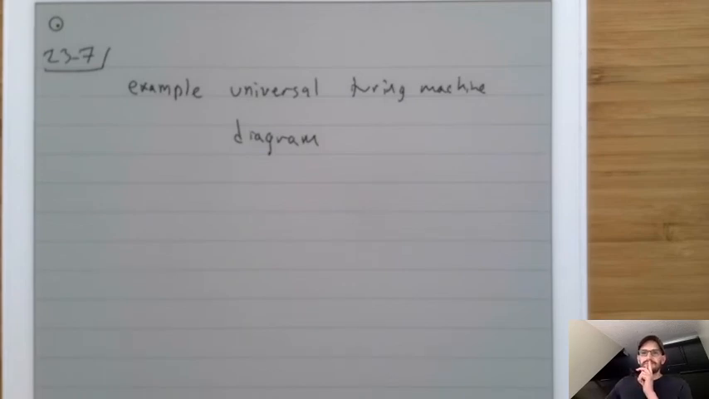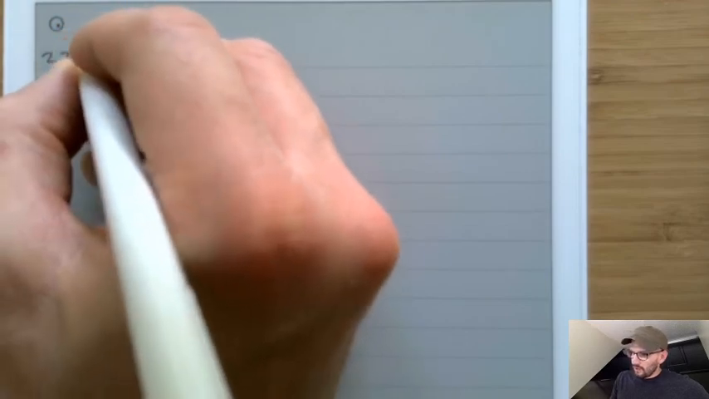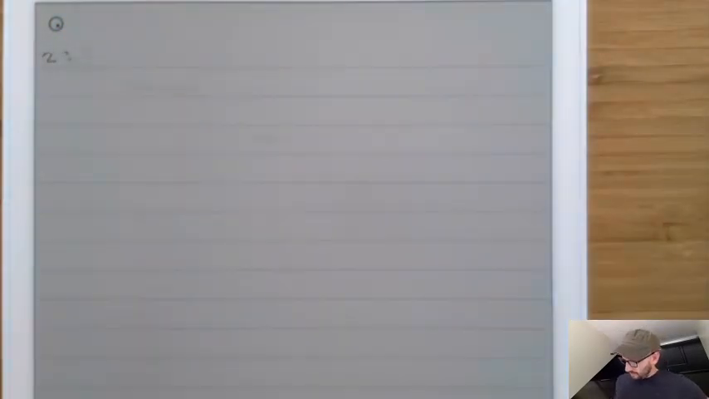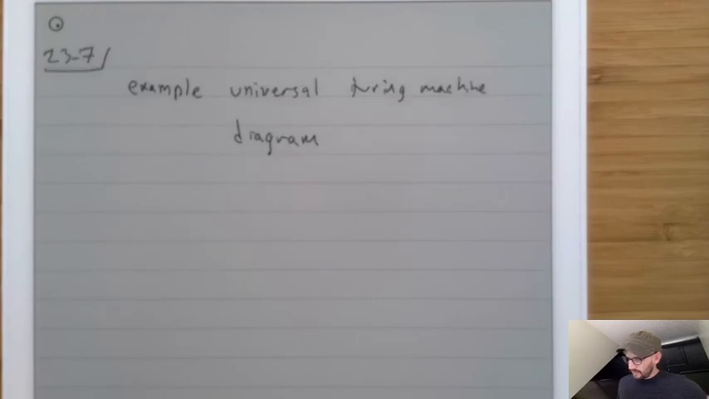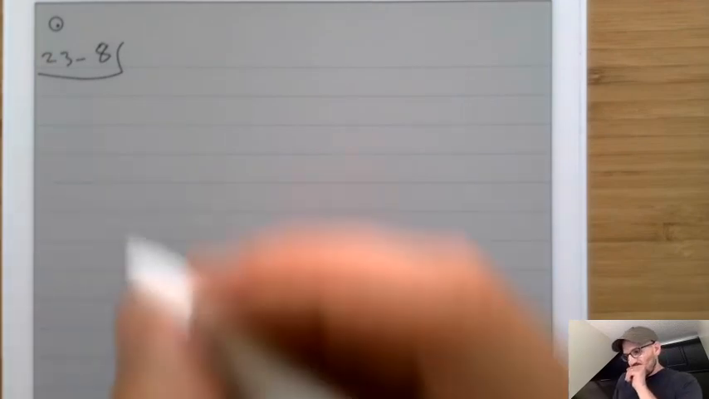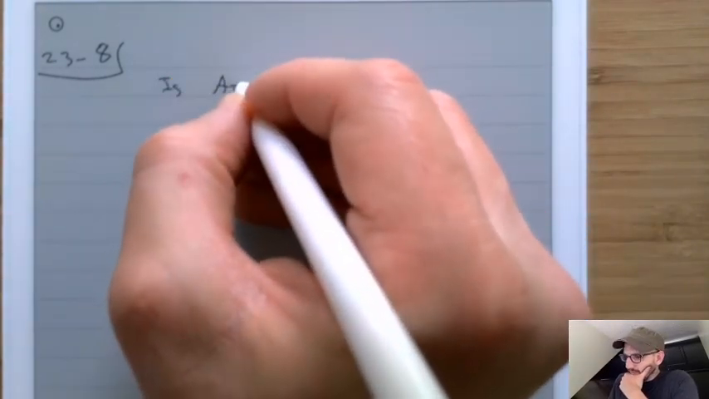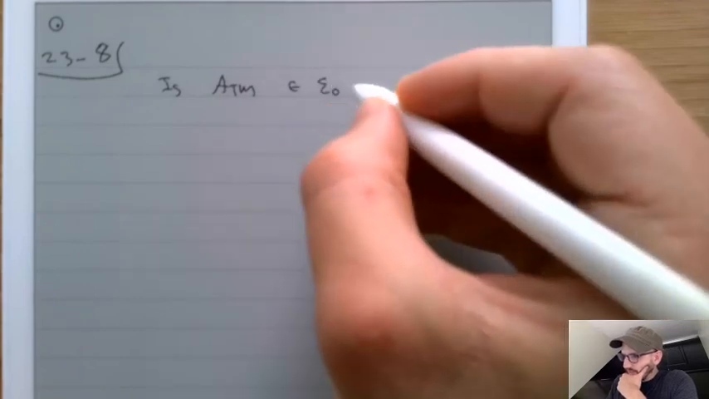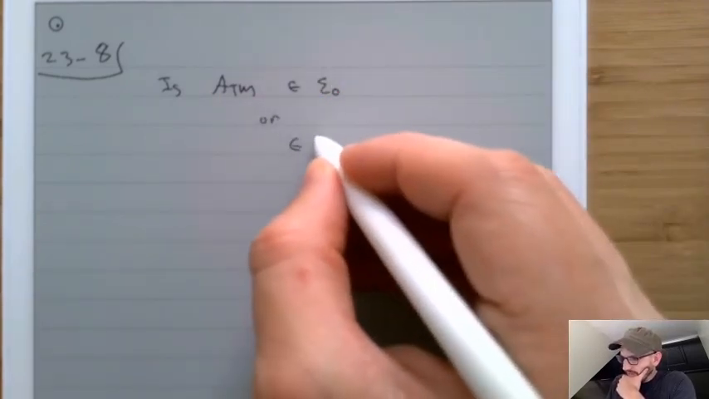All right. So we now know that Turing machines are very, very big. They can do lots and lots of things. But now here is what we're going to talk about next. Here's the next big idea. We want to know, is ATM inside of sigma 0 or is it inside of sigma 1?